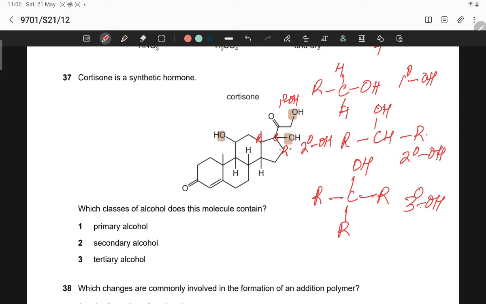So look at this. This is C and this is C. And this is C. So this must be a tertiary alcohol. So which classes of alcohol does this molecule contain? Primary alcohol is present, secondary alcohol is present, and tertiary alcohol. So the option is A.